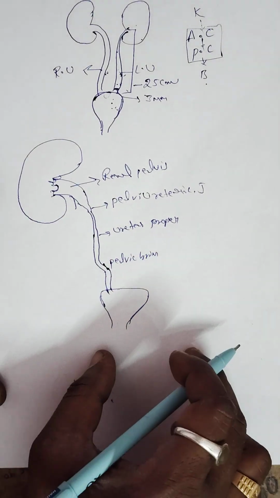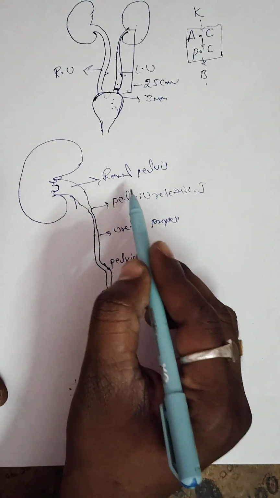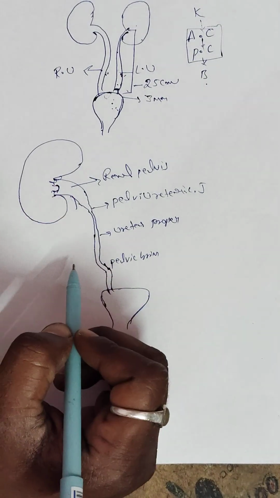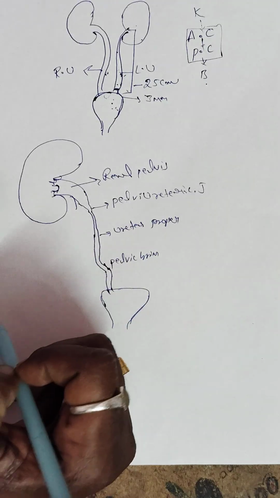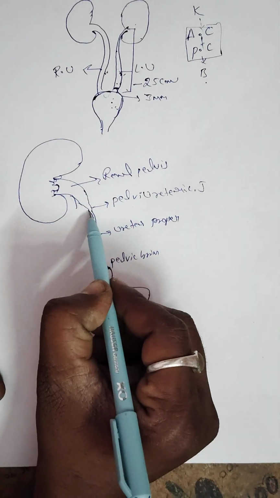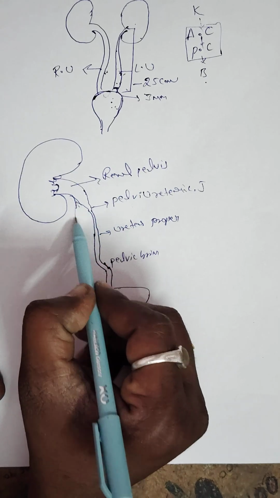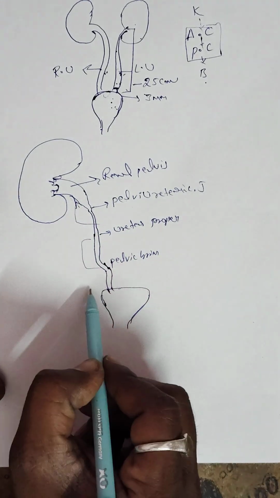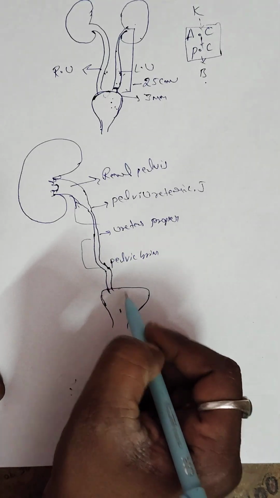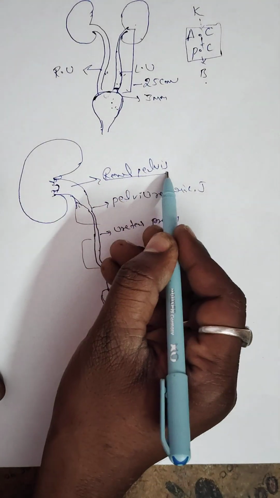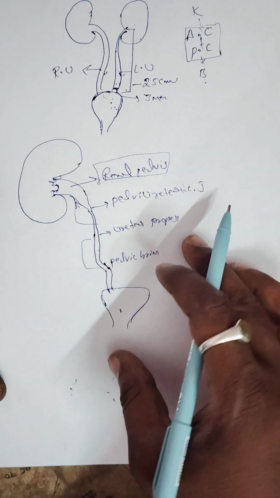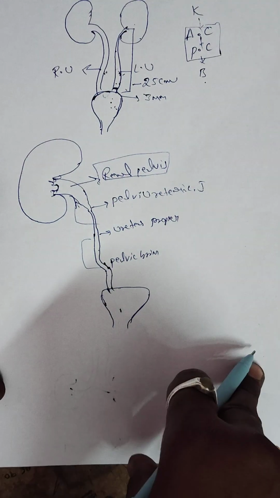So these are the parts of the ureter. One pair of ureters is present. Length is 25 centimeters. Width is 3 mm. It starts from the abdominal cavity, then the pelvic cavity, and after that enters into the bladder. This bladder collects the urine from the ureters, from the renal pelvis. So this is the introduction part of the ureters.